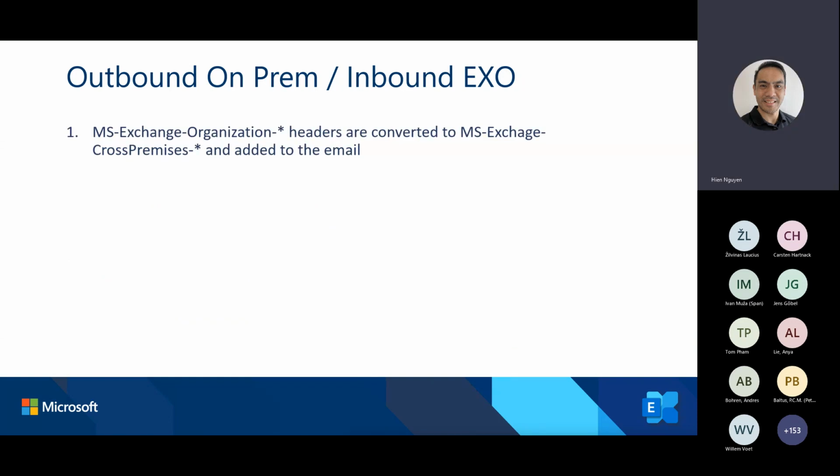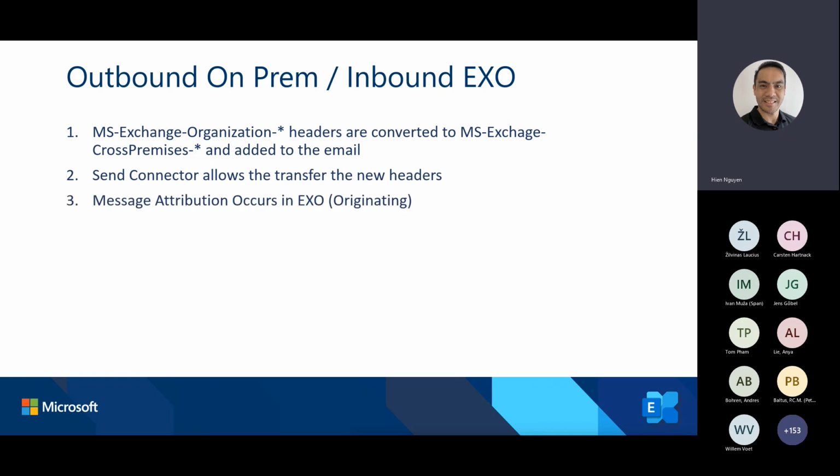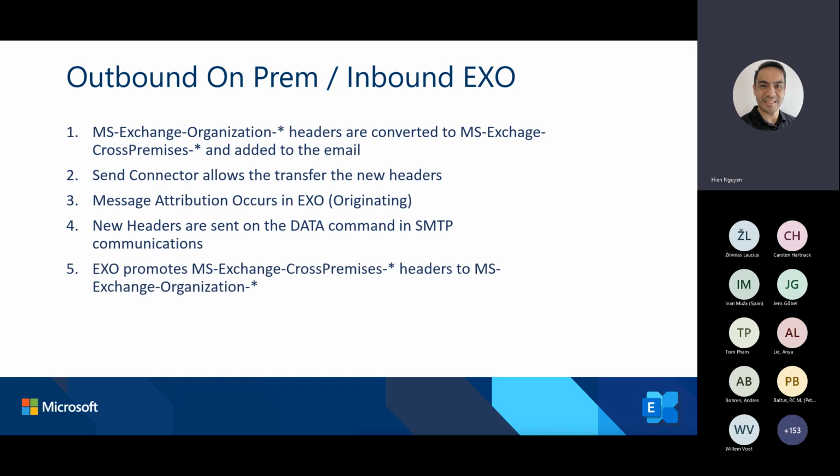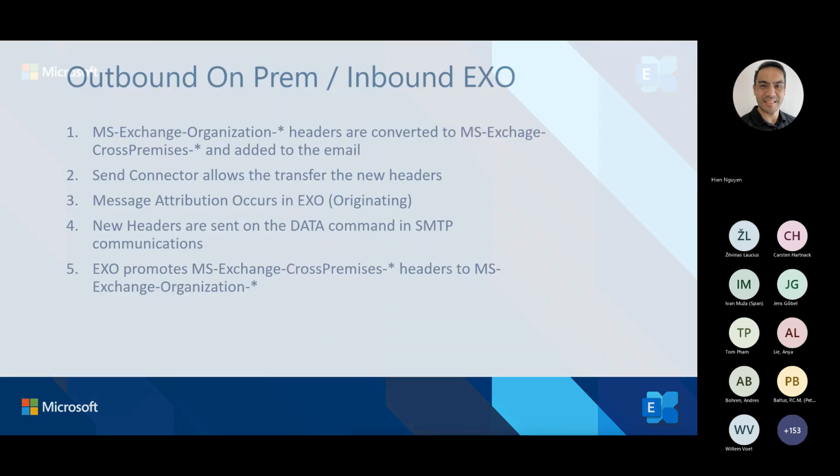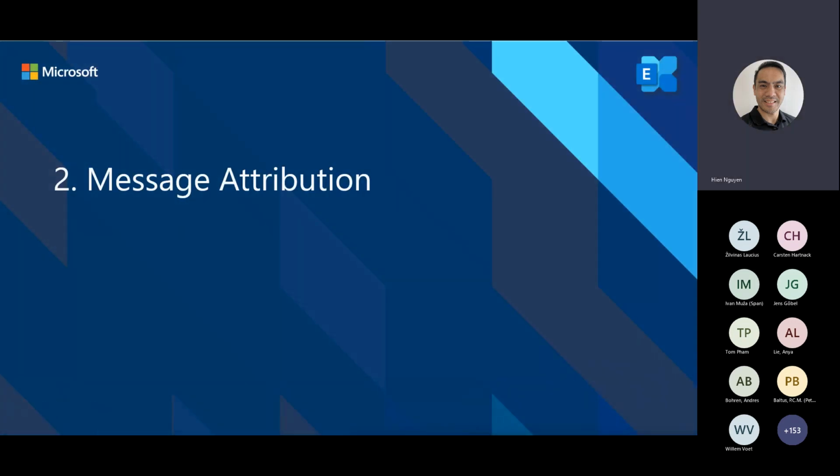So here's the flow. The organization headers are converted to cross-premises headers and added to the email. Send connector allows the transfers of the new headers. Message attribution occurs in EXO, which will come up as originating. I'll explain it in the next part. New headers are sent on the data command in SMTP comms. EXO then promotes or converts these cross-premises headers and replaces the initial organization headers. Oh, message attribution.